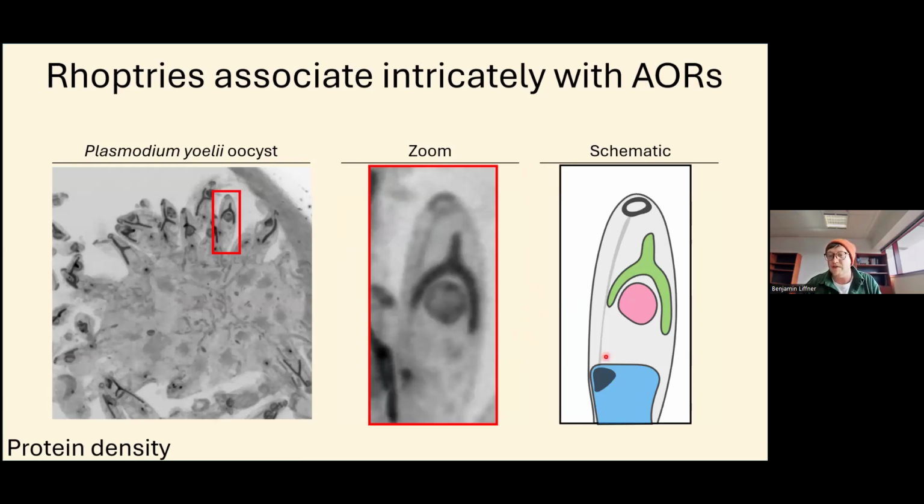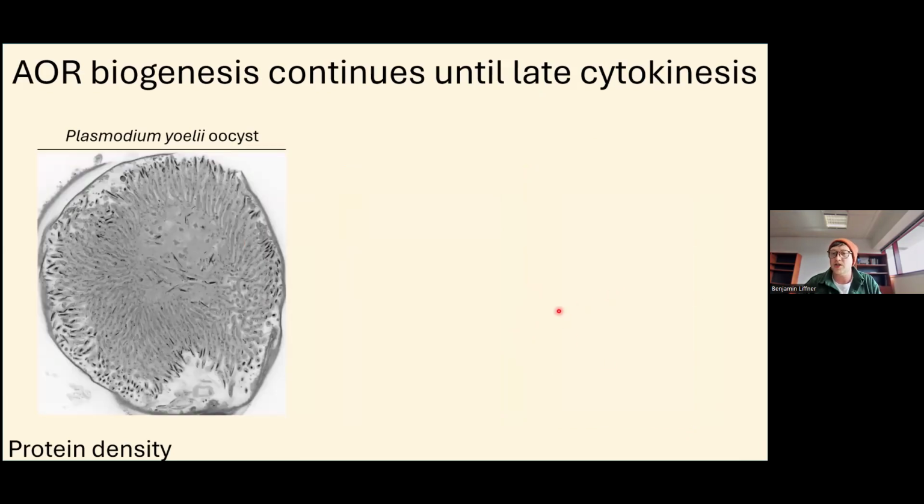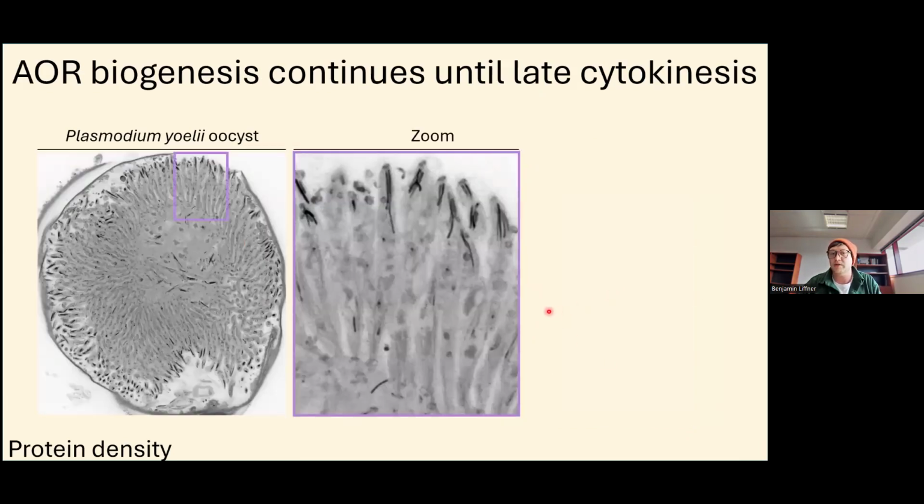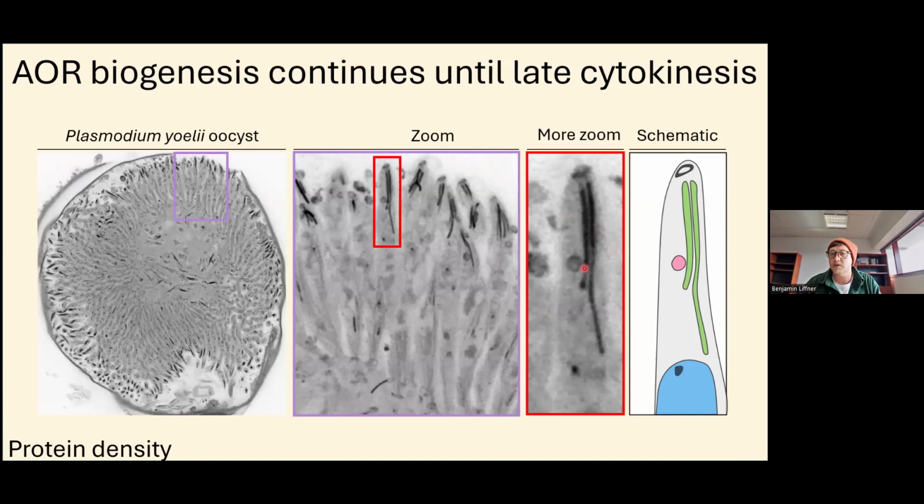And from here, it increases in complexity to the point where at late cytokinesis, we often have multiple rhoptries, multiple AORs. And this to me is pretty surprising because blood stage parasites finish rhoptry biogenesis not long after the start of cytokinesis. Well, based on the presence of the AORs, and what I will tell you eventually is not the final number of rhoptries, our interpretation is that rhoptry biogenesis continues until late cytokinesis in oocysts.